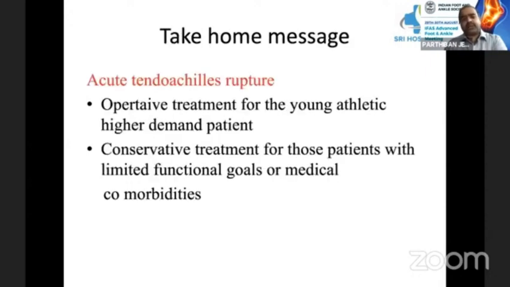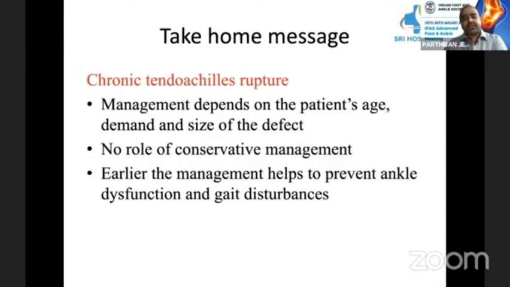Take-home message for acute tendoachilles rupture: operative treatment for the young, athletic, higher demand patient; consider non-operative treatment for those patients with limited functional goals or medical comorbidities. This is for chronic tendoachilles rupture. Take-home message, management depends on the patient's age, demand and size of the defect. No role of conservative management. Earlier management helps to prevent ankle dysfunction and gait disturbance.